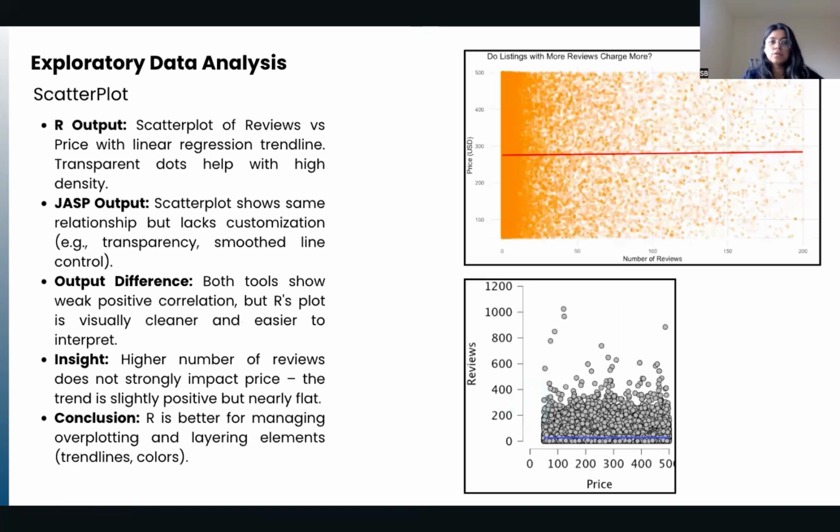Further, moving towards the scatter plot, this plot shows us the relationship between the number of reviews and price. In R, I used transparency to manage overplotting and added a regression line. JASP produces a similar scatter plot but lacked the visual clarity. There is a weak positive correlation, which means the listings with more reviews might charge slightly more, but it's not a strong pattern as we can see in the plot. So here also R wins for better visual interpretation.